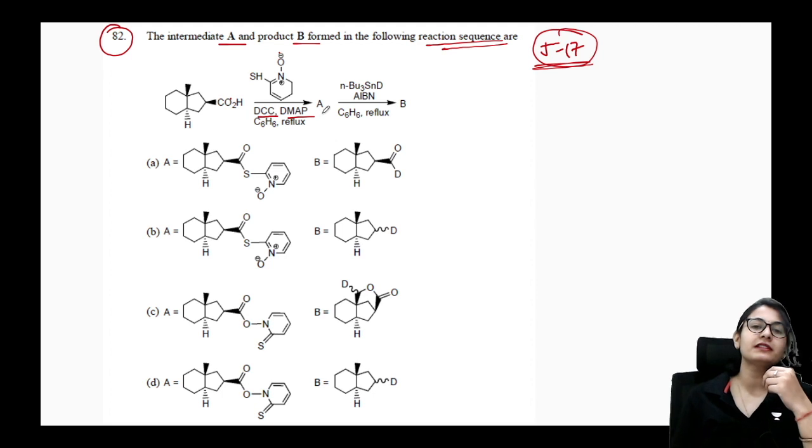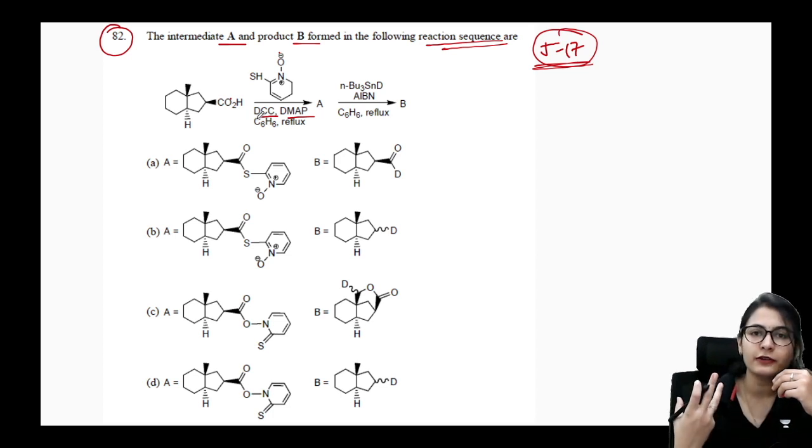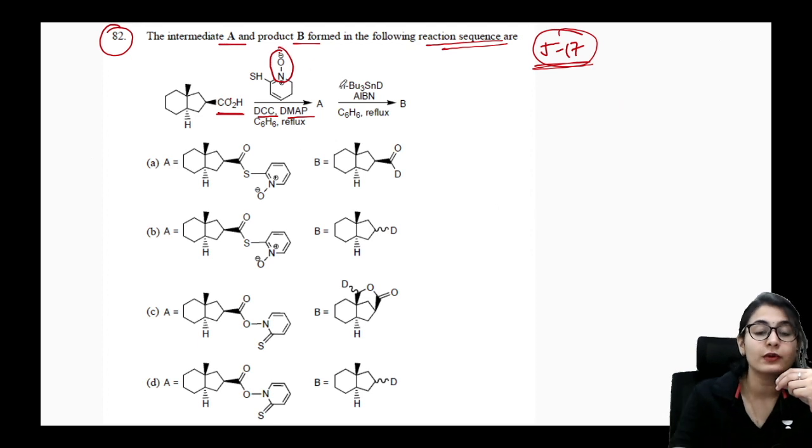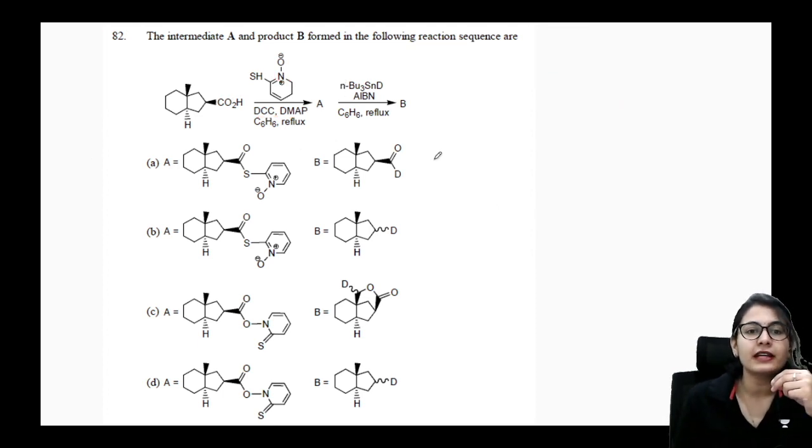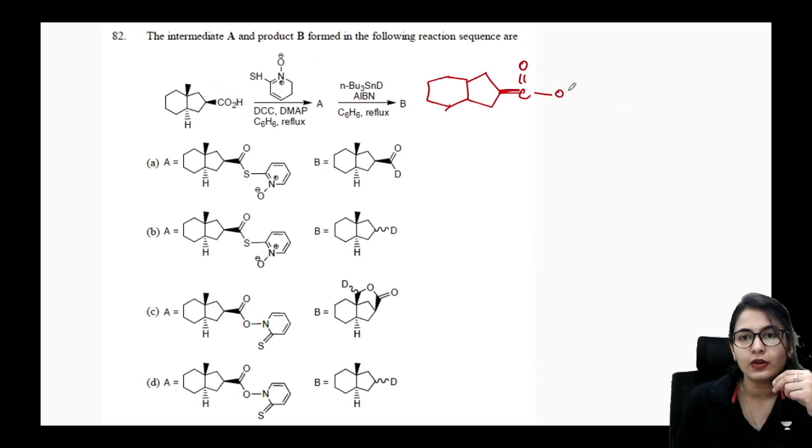What is the use of DCC and DMAP? They are coupling agents, and they are usually used either for the formation of the peptide bond, that is the amide linkage, or for the formation of ester. So in this case we have COH and this oxygen source, so it is going to form the ester, right? So I am directly going to write that the product is C double bond O. This oxygen has come from this molecule.